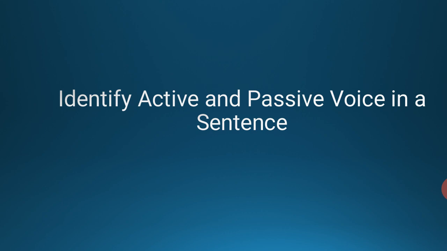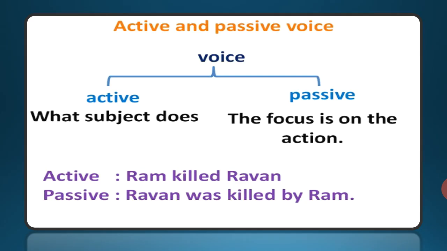Here you only have to identify whether the sentence is active or passive. We have to recognize, in whatever sentence is given, whether it is active or passive. We only have to identify this and apply it in our grammar. Okay, now we move to active voice and passive voice.